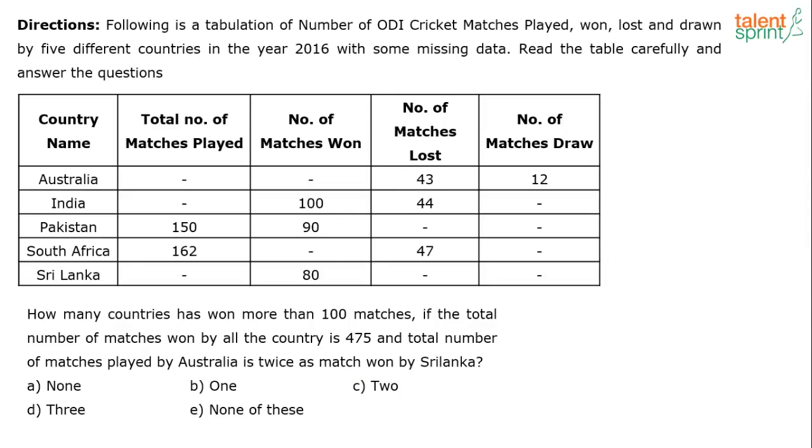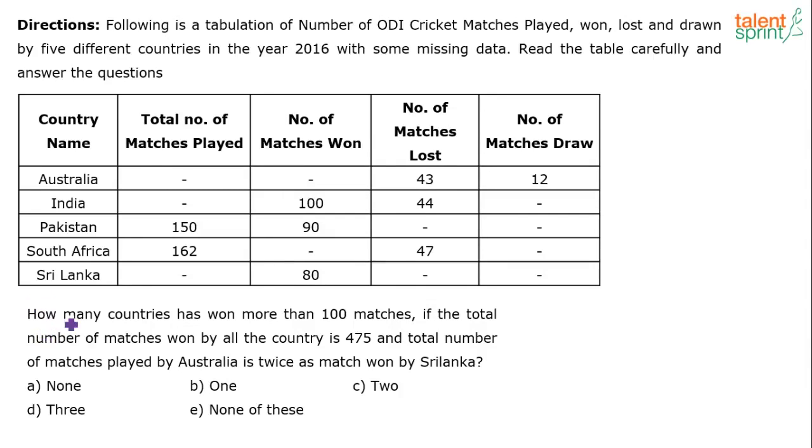How many countries have won more than 100 matches if the total number of matches won by all the countries is 475 and the total number of matches played by Australia is twice as matches won by Sri Lanka? Quick. So just fill up the values. Not more than 30 seconds for this one. Quick. All right, the time is up. Let's look at the solution now.